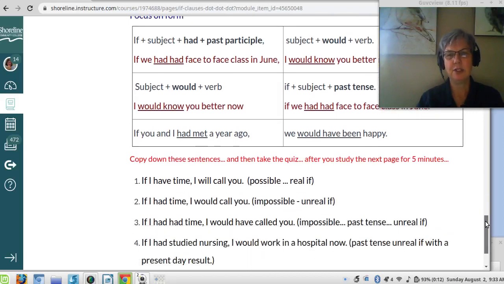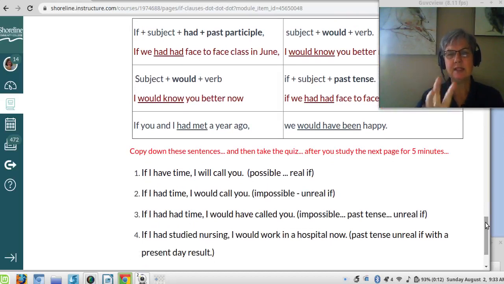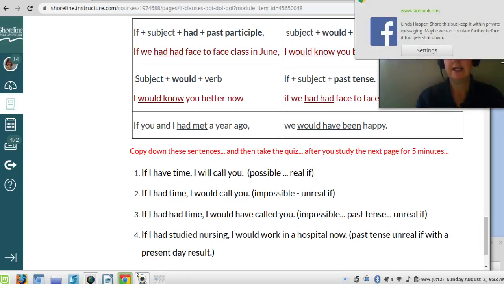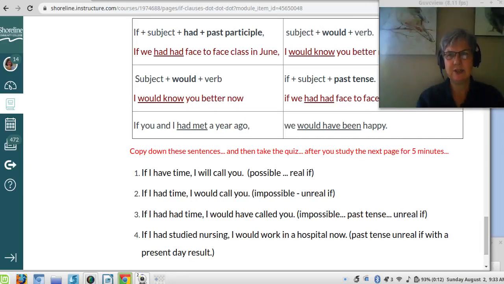So now what I want you to do is write down each of these sentences. Just copy it on paper. Then go to the next page and just study it for 5 minutes. And then you will go ahead and take your test.